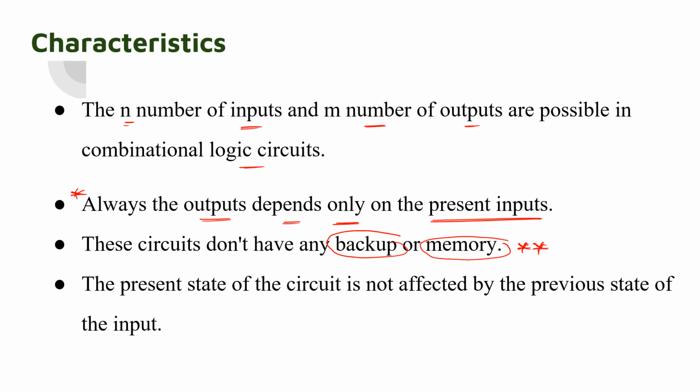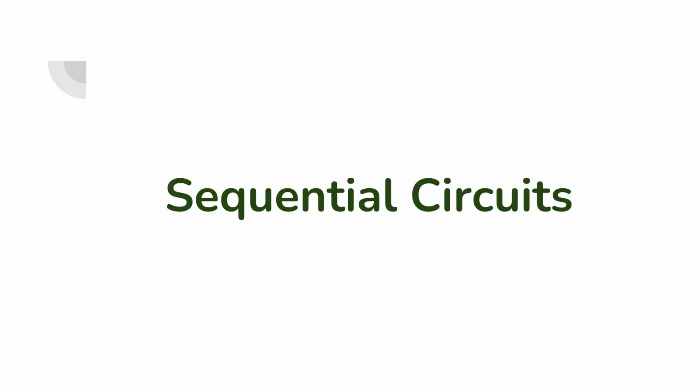Next, the present state of the circuit is not affected by the previous state of the input. If there is no memory, the present state is not affected by the previous state of the input. These are the main characteristics of combinational circuits. Just remember all these points, then we will go to the introduction of sequential circuits.